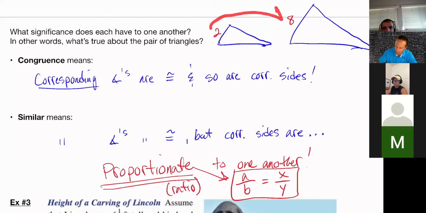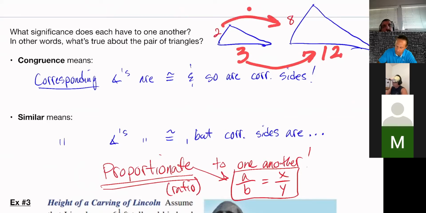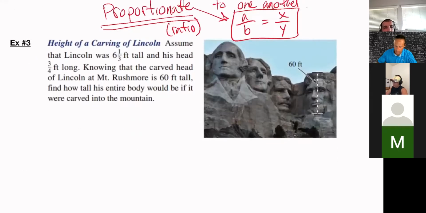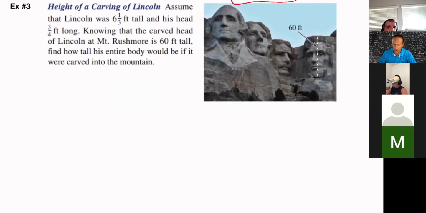So if this was 2 to 8, and I told you this was a length of 3, then we would know that this would be a side length of what? 12. Very good. Because we knew that this was a multiple of 4, well, then this has to be as well. Okay? We say that they are proportionate to one another. Very good.